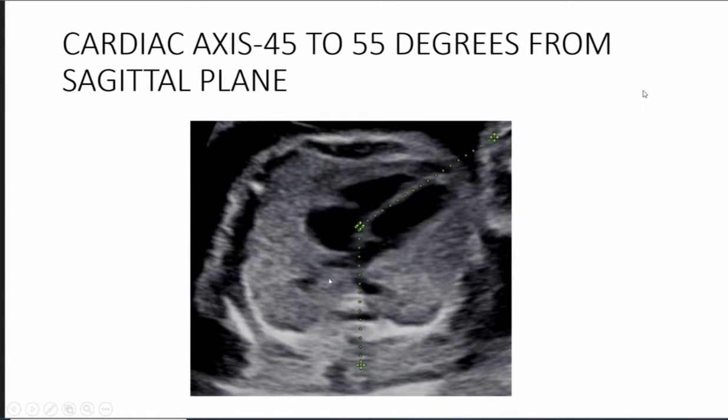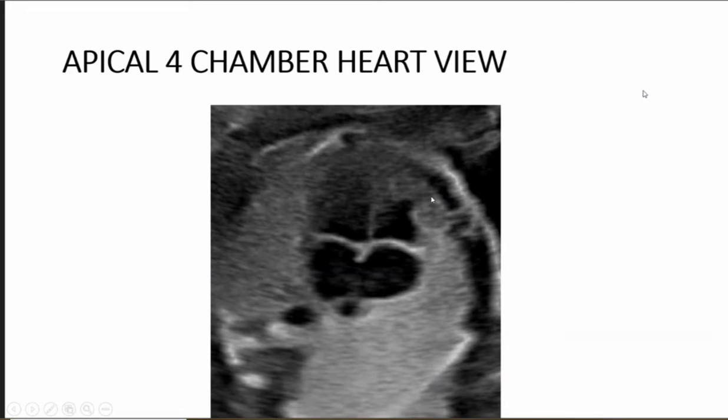So this is how we calculate the axis of the heart. You draw a line across the interventricular septum to the crux and another line across the mid-sagittal plane, and the angle subtended is the axis of the heart. Normally it's between 40 to 60 degrees. An apical 4-chamber view is obtained when the cardiac apex is pointing anteriorly and the interventricular septum is parallel to the ultrasound beam. It is important to show both the apical 4-chamber and the lateral 4-chamber views.